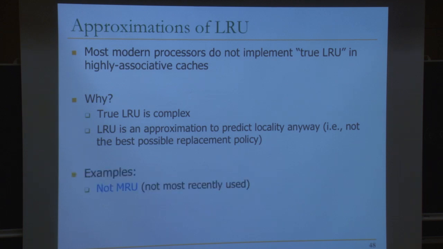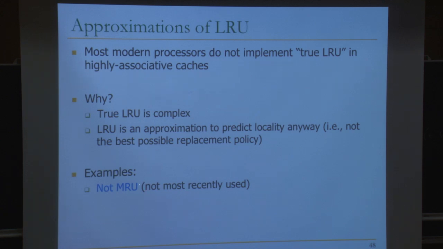So we'll look at three examples. One is not most recently used. This requires you to keep track of only the most recently used block. That's basically one bit per block, which is one way of implementing it. Another way of implementing it is you could have a pointer to the block, which way is the most recently used way, basically.